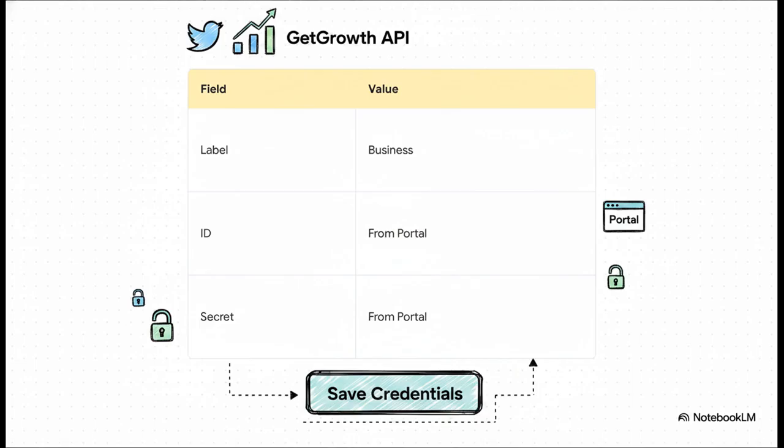For the display label, just add something easily recognizable for your team, like my Twitter business profile. For the client ID, paste that exact alphanumeric string you copied from the developer portal. And for the client secret, carefully paste it in, ensuring absolutely no extra white space is included. Once those parameters are mapped, just hit Save Credentials to execute the connection and authenticate the bridge.